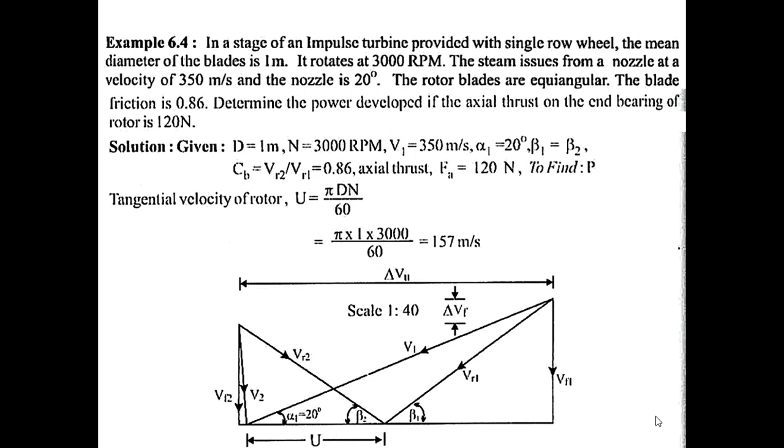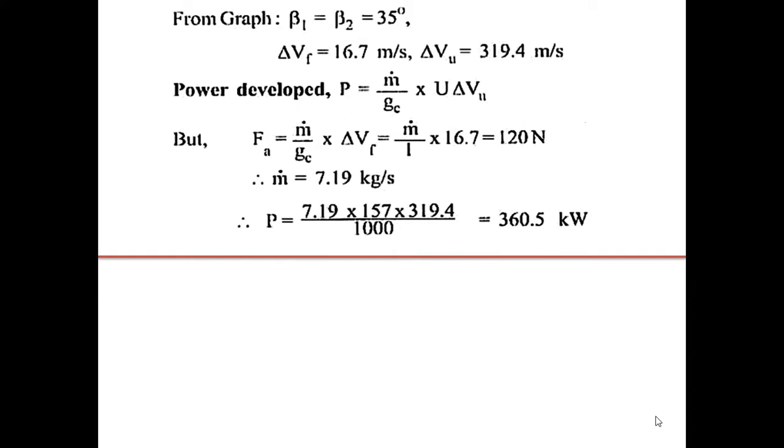For that, what they have told is: determine power developed if the axial thrust on the end bearing of rotor is 120 Newton. What they have done? See the trick here. To find out axial thrust, they have taken axial thrust Fa equal to mass into delta Vf. Delta Vf is known from the graph. Axial thrust is given in the problem. Mass you can find out from the axial thrust relation. How much mass did they find? Mass flow rate divided by 1 is Gc. Gc you forget. Delta Vf is 16.7.